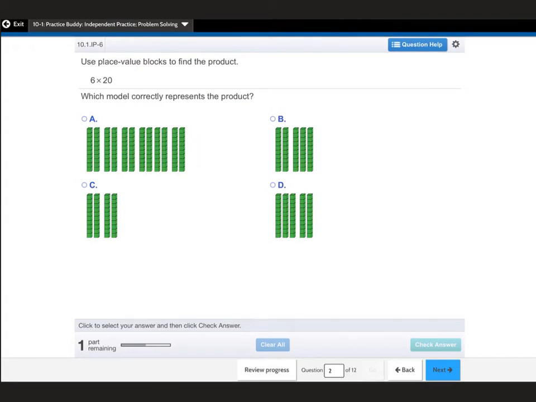The next question that I wanted to go over. Now it says here, use place value blocks to find the product. 6 times 20, or remember we say 6 groups of 20. Which model correctly represents the product? So I'm looking for 6 groups of 20. Now remember, when I do my base 10 blocks, I know that this is 100, this is a 10, and this is ones. Okay? So we have hundreds, tens, and ones.